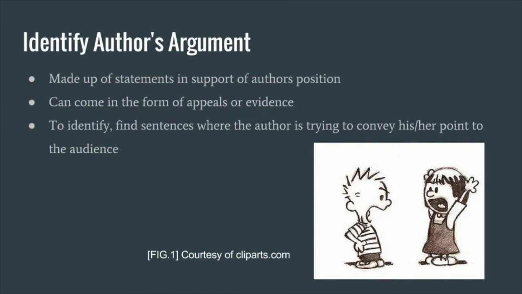So the first one is identify author's argument. And basically, that's what the author is arguing. Duh, right? So what you're going to do is you're going to find statements where they're trying to prove what they're saying. It's the main point that they're trying to make. Picture it as if they were saying this to you in like a really, really intense fashion. They're trying to get you to agree with them. What are they trying to get you to agree with them on? It's as simple as that.